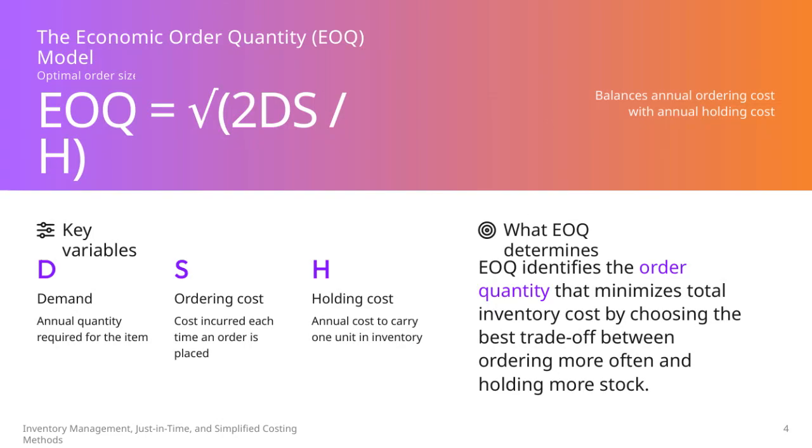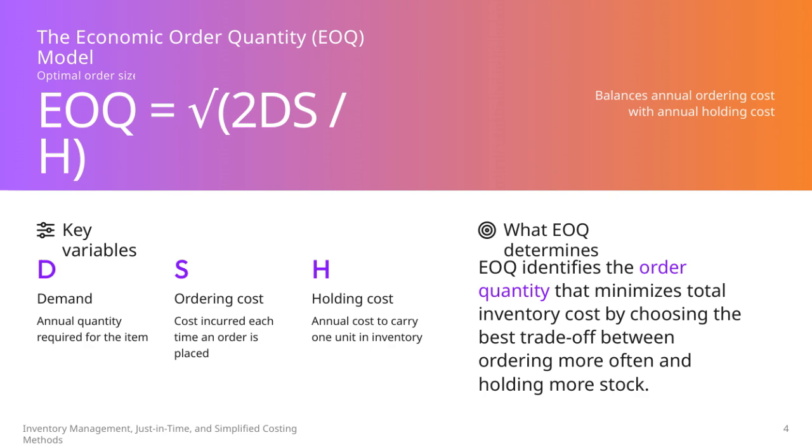Here we have the Economic Order Quantity Model, or EOQ for short. This model helps us determine the optimal order size, striking a balance between the costs of ordering and holding inventory. The formula itself is EOQ equals the square root of 2 times demand times ordering cost, divided by holding cost. Let's break down the variables.